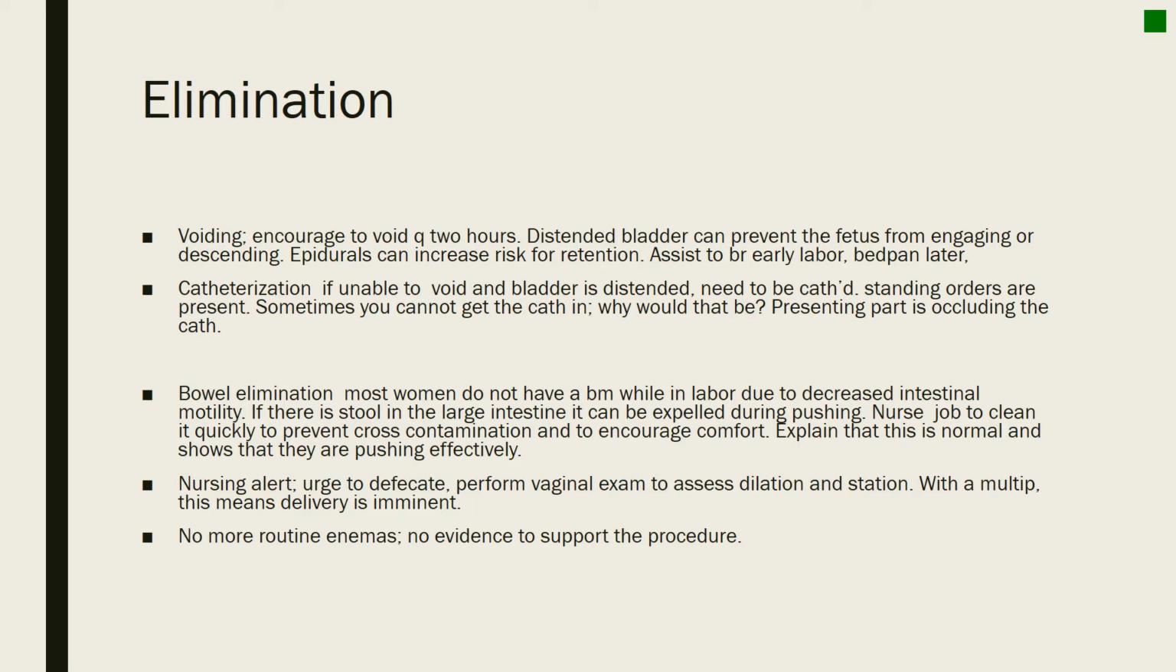Bowel elimination. Most women do not have a bowel movement while in labor due to decreased intestinal motility, but if there's a large amount of stool, that can prevent them from getting the baby into the canal. A nursing alert: if the woman states that she has an urge to defecate, we have to check them. We have to do a vaginal exam because she may be ready to deliver. Take her by her word, trust me. No more routine enemas. There's no evidence to support that procedure.